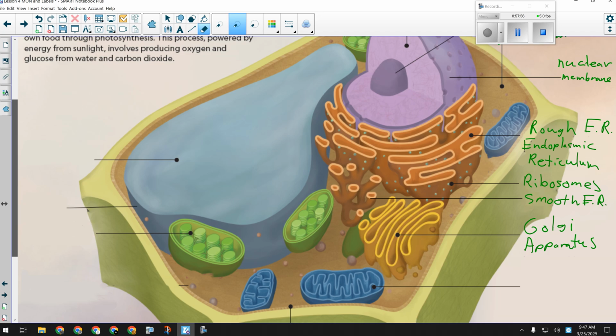That's what the Golgi apparatus does for the cell. It's in shipping and receiving. Stuff comes in, it gets packaged, and it gets exported from the cell from the Golgi. Okay?